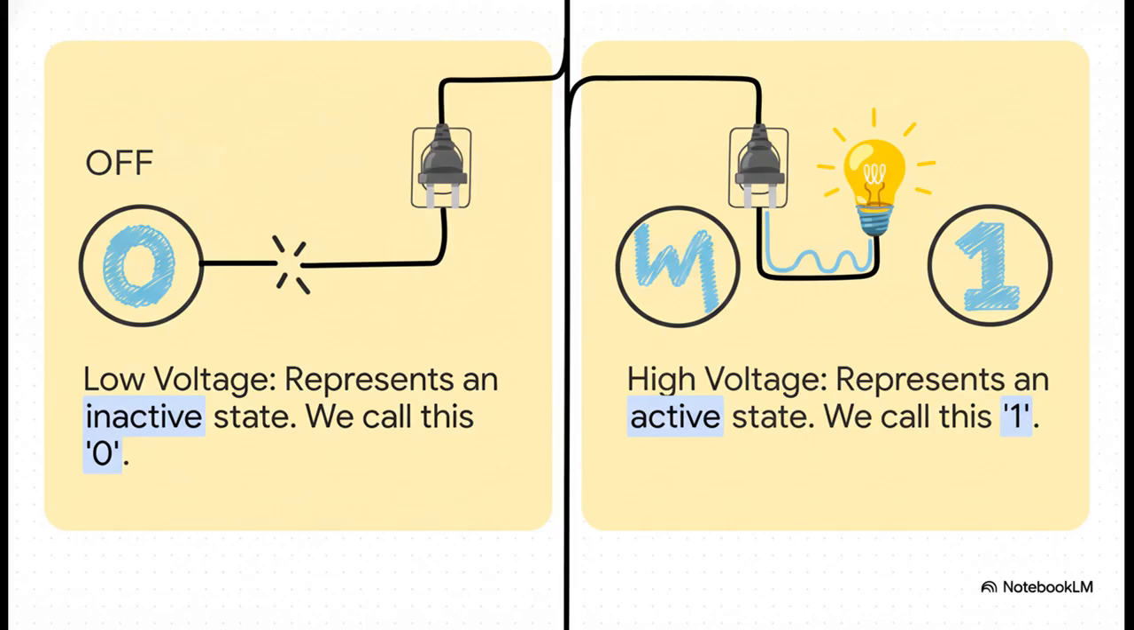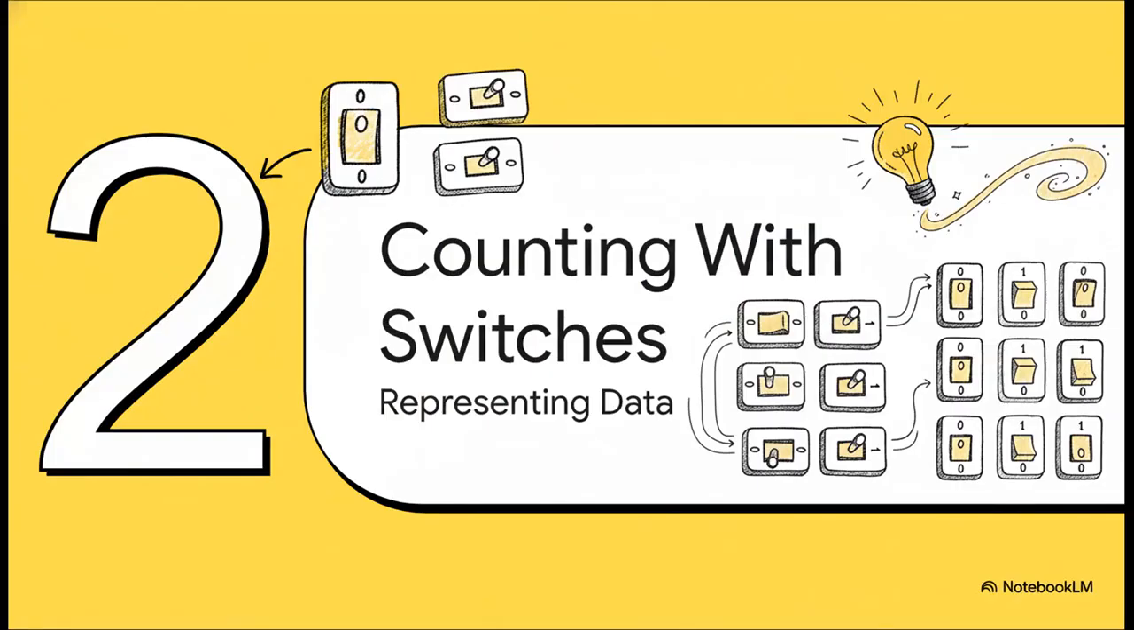That's it. To make it all work, engineers just gave them labels. They said, let's call the off state 0 and the on state 1. So you see, the ones and zeros we always talk about, they're just nicknames for the physical state of a tiny switch. Okay, so one switch can be a 0 or a 1. Big deal, right? That's not very useful by itself. But what happens when we start putting these little switches together in groups? Well, that's when things start to get really interesting.